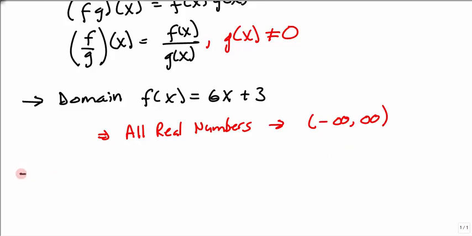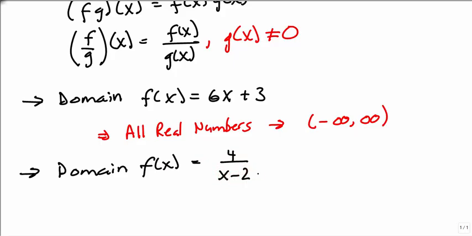This one has a denominator, so that means that's where I need to be careful. For this one, f of x equals, let's say, 4 over x minus 2. Well, there are no square root signs here. There's just this denominator. And the rule is the denominator, x minus 2, cannot equal 0. So I take that denominator, I say it cannot equal 0, and then we solve this just like we would any other equation.